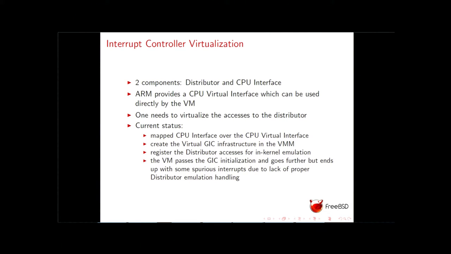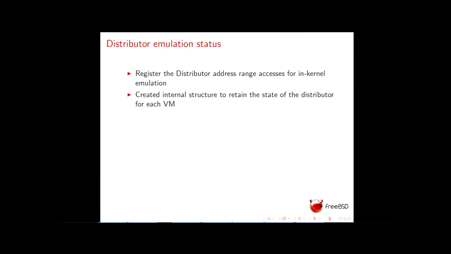Right now, as I told you at the beginning of this talk, the VM passes the GIC initialization and goes further, but ends up with some spurious interrupts due to the lack of proper distributor emulation handling. So the distributor emulation isn't working properly, and this is why it's causing some spurious interrupts in the guest.